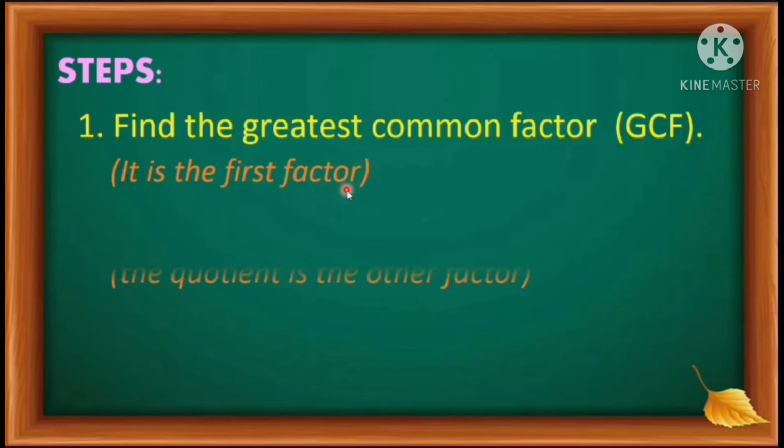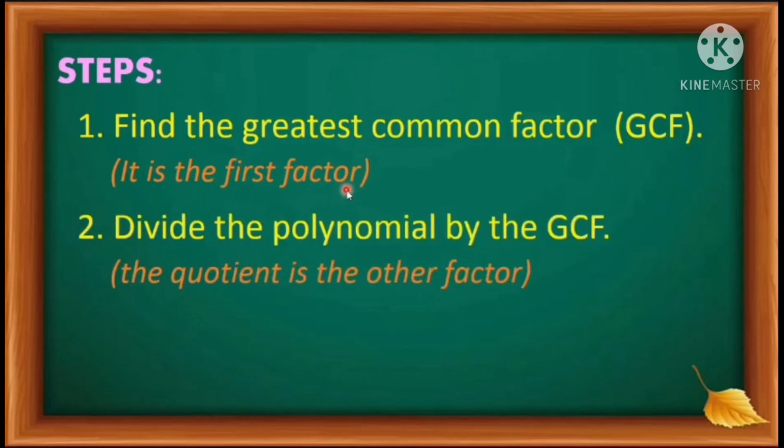Okay, second step, divide the polynomial by the GCF. Since we have found the GCF already in step number 1, ang gagawin natin kay step number 2, yung given polynomial will be divided by the GCF. At yung quotient nun, pag dinivide natin yung polynomial kay GCF, yung quotient nun is the other factor. And since in step 1, we have the first factor already, which is the GCF, in step 2, we have the second factor, which is the quotient.